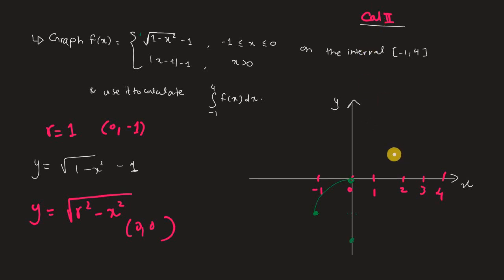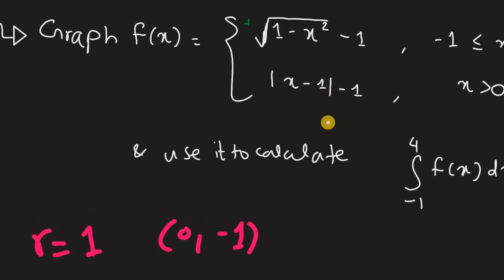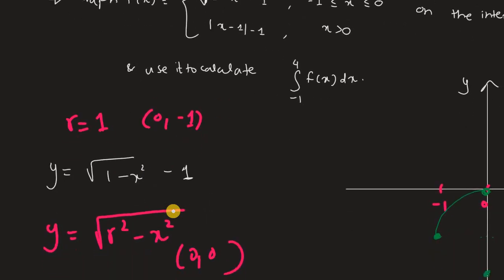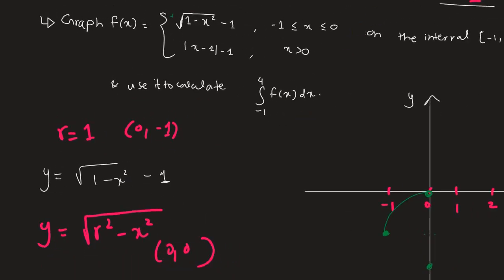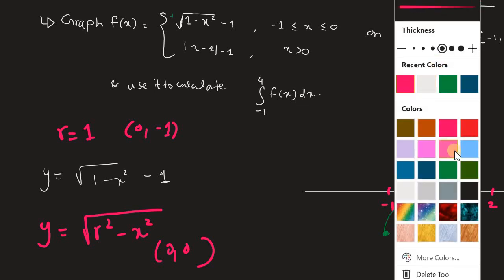So let's move on. What's next? We're done with this function. So we have an absolute value function over here, which is the absolute value of x minus 1, minus 1. If it's not visible, then let me zoom in. Okay, and for the absolute value function, let me use another color. Which color should I use?